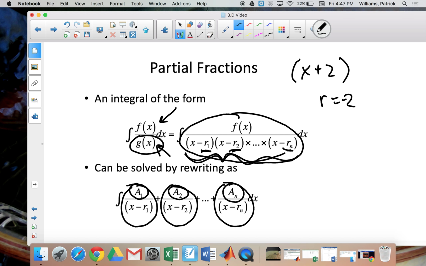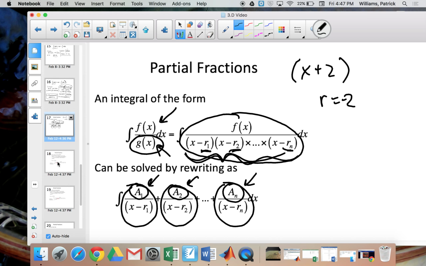Okay? So what we've got to go over is a method for how we calculate what these constants, these A's as I wrote them here, are. We've got to figure out how to calculate those things. And we do that by something called the Heaviside cover-up method.